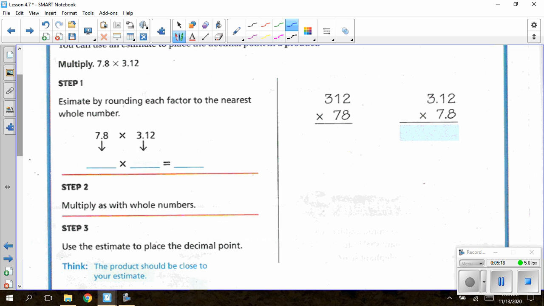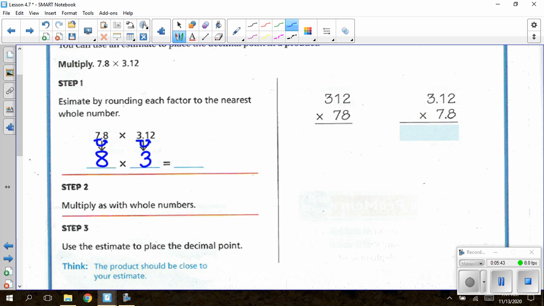So if I was taking 7 8/10 times 3 1200ths, I would have to round both of them to their nearest whole number. So for 7 8/10, the whole number is the ones place. The 8 does tell my 7 to bump up 1, so I would round that one up to 8. And again, rounding to the nearest whole number, the 3 is in your ones place, and the 1 tells your 3 to stay the same.